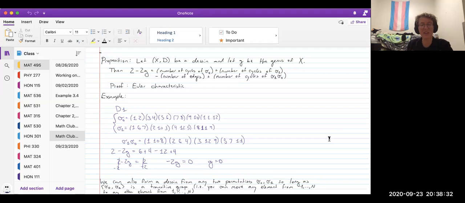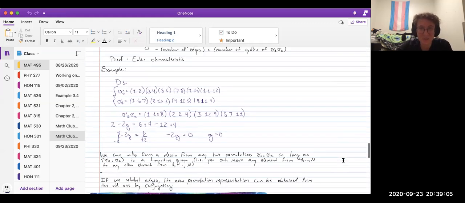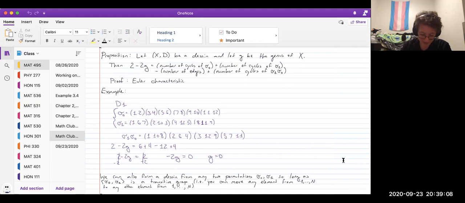I won't get into this too much, but if you have any two permutations that fit certain conditions, you will be able to get a dessin back from them. The condition is that they have to generate a transitive group, which is, again, I don't want to define all of abstract algebra right now, so we're not going to talk about that a whole lot. So any questions before I go forward?